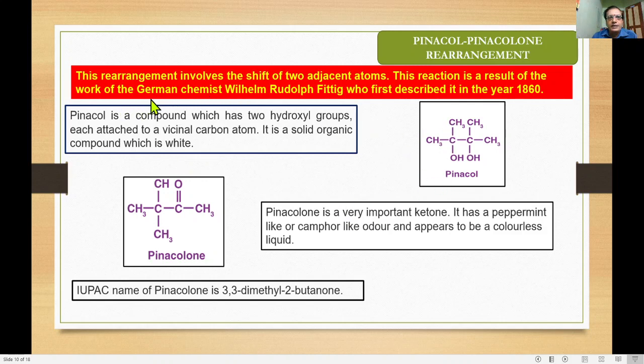So again, I am pointing out here the detailed properties of Pinacol and Pinacolone. As I already pointed out, the German chemist Wilhelm Rudolf Fittig discovered this reaction in 1860. And Pinacol is a compound having two hydroxyl groups attached to vicinal carbon atoms. This is a vicinal carbon. These diols, with hydroxy groups present there, make this a 1,2-diol. And it is an organic compound white in color. And Pinacolone is an important ketone. It has a peppermint or camphor-like odor and appears as a colorless liquid. And I mentioned 3,3-dimethyl-2-butanone is the IUPAC name for Pinacolone.